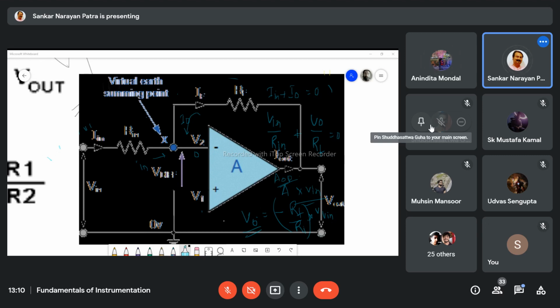Now look, in the earlier case we have a gain of 10 to the power 6 in open loop mode, and in that case we have no control over the gain. Now in case of closed loop, we have a gain of 10, and definitely we have control over the gain because we can select Rf and Ri.